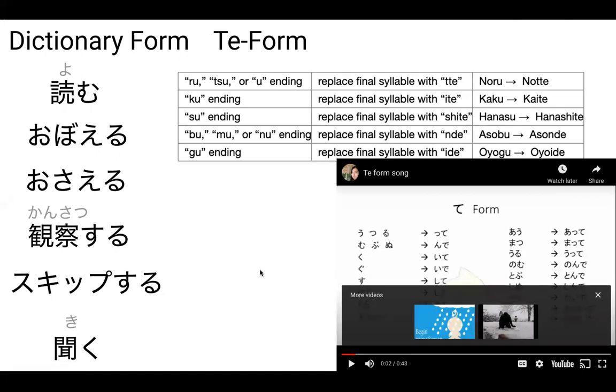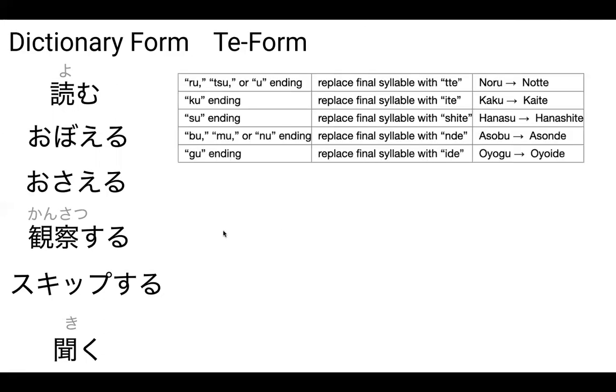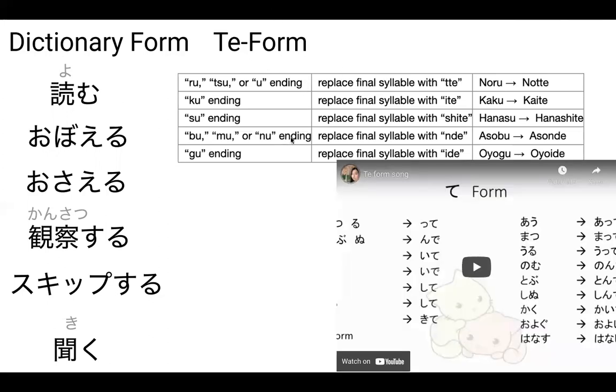Pretty catchy. And that's why a lot of people like it, because they remember the song and it helps them know how things conjugate. Because things with the ru, tsu, or u ending and with the te, like noru becomes notte and things like that. So right at the top, we have a little bit of a key right here. Could you change yomu, which is in the dictionary form, into the te form for me?